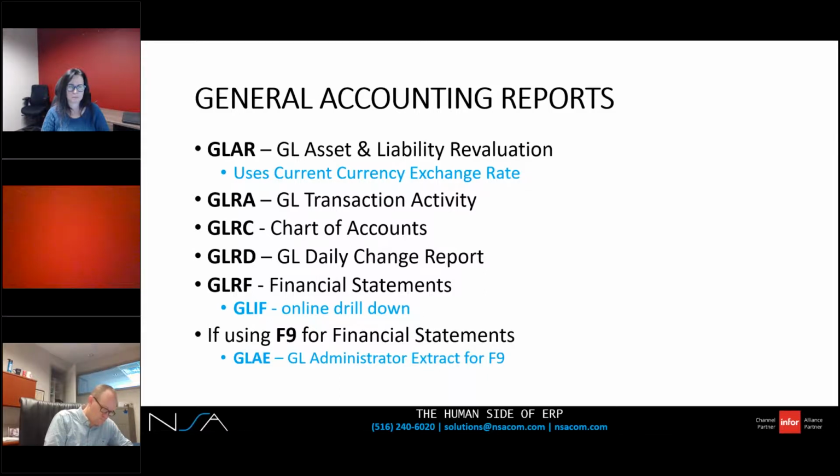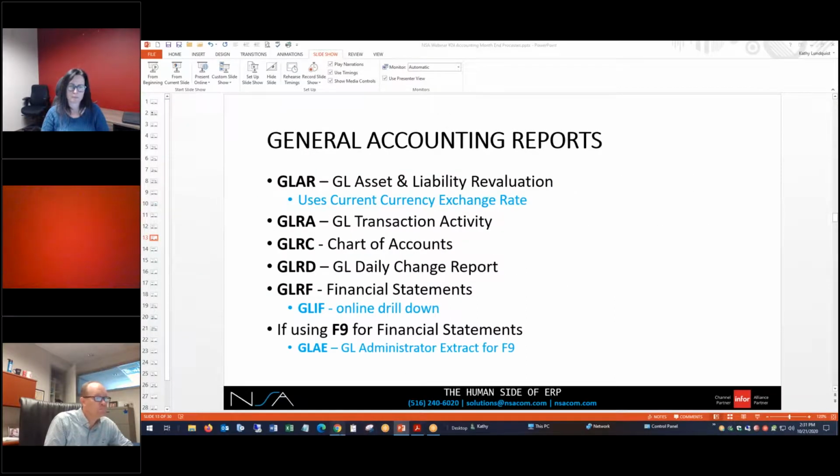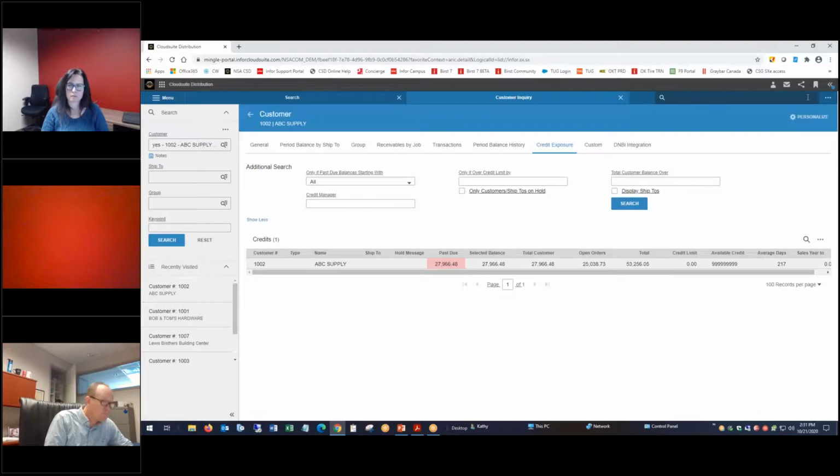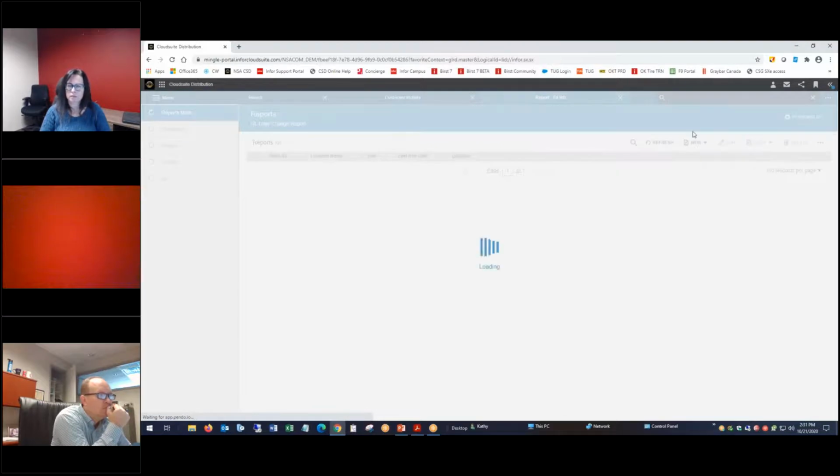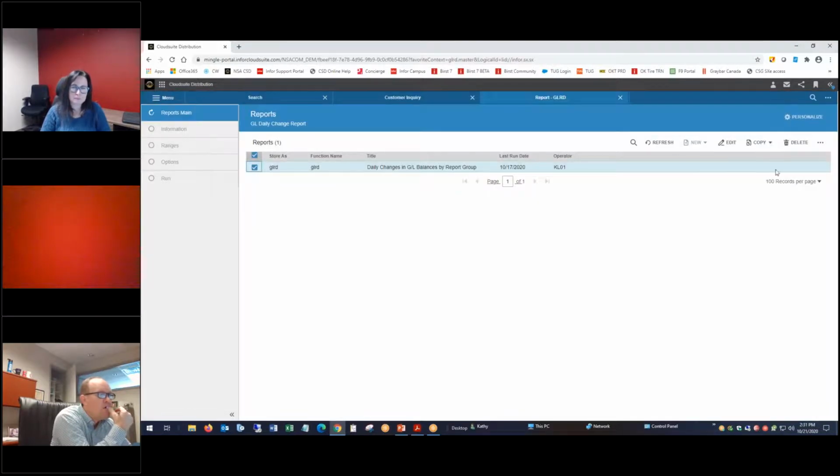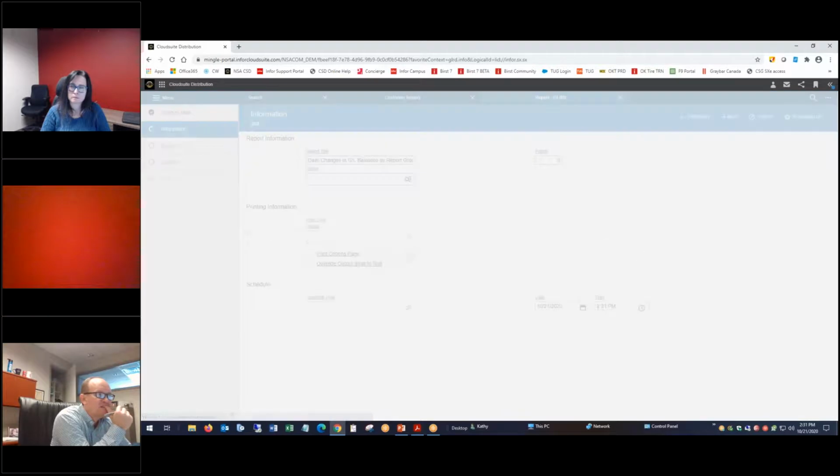Again, people don't realize, I don't know why, they're doing queries to find out what their chart of accounts are, but the GLRC is the report of your chart of accounts. The GLRD is another one of those underutilized reports. It is the daily change report, and I will run that just to give you an example of GLRD. So GLRD, daily change, and I'm going to run a one-time copy of this one that I have set up. Next, next, and save.